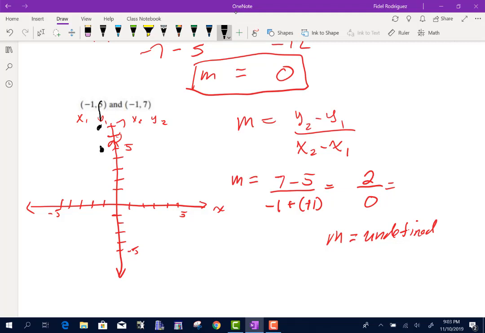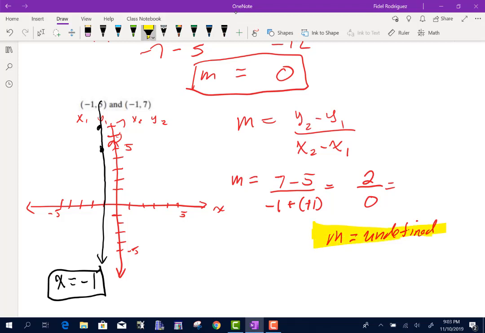And if I were to draw that line, look at this line here. This is a vertical line, and the equation of that vertical line is x equals negative 1. So what I want you to realize here is that the slope here is undefined, right? Now let's figure out, why is the slope undefined?